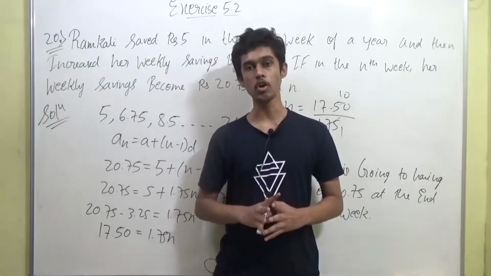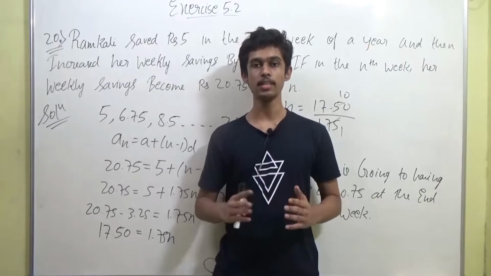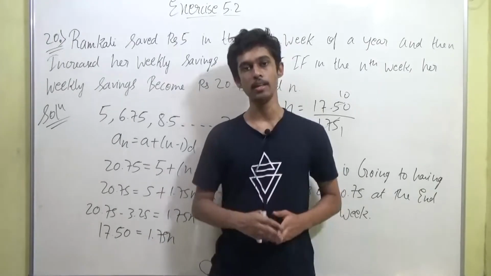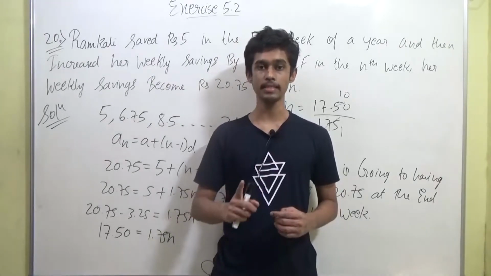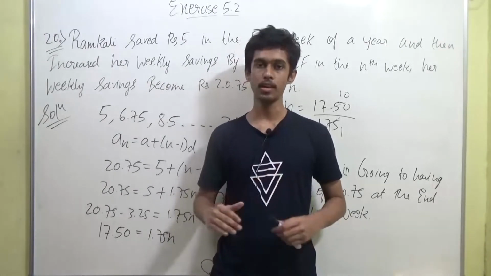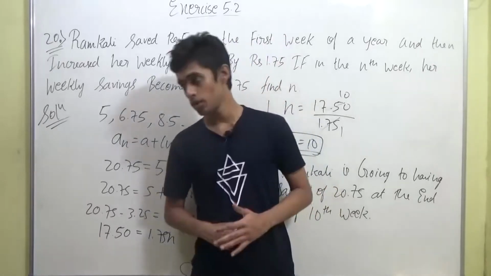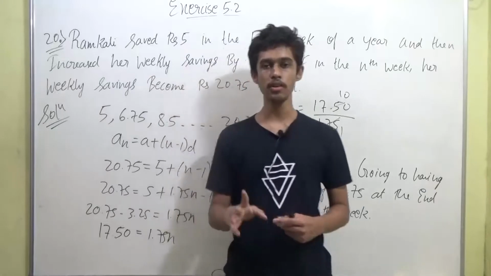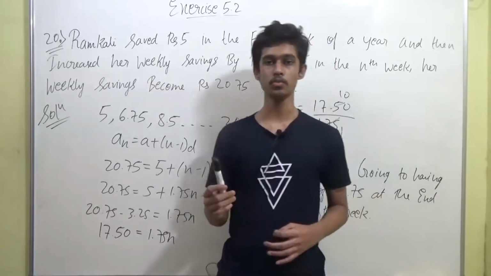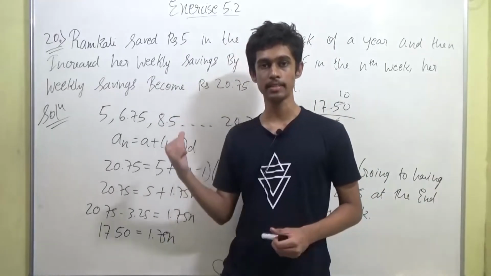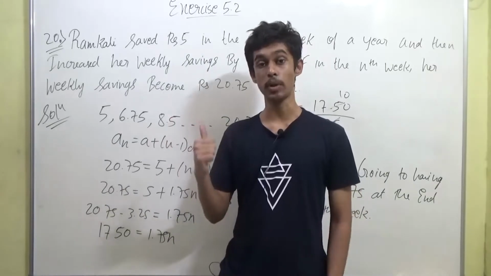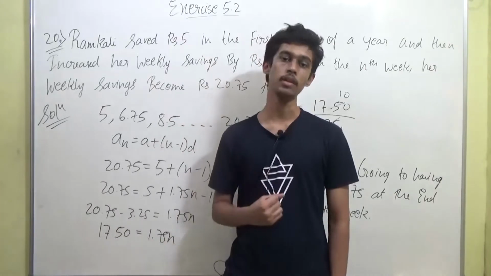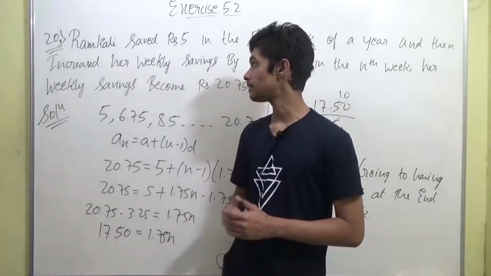There's still one topic in this chapter left, guys. That is the sum of the terms of an AP, and based upon that concept there's exercise 5.3. After that this entire chapter is over. Maybe one lecture for explaining that concept and 2 lectures for solving that exercise, same as this exercise, because even that exercise has 20 questions, right? It will take 2 lectures, same as this exercise.